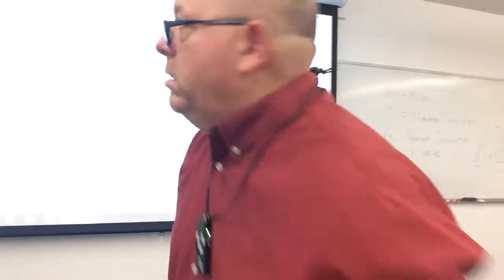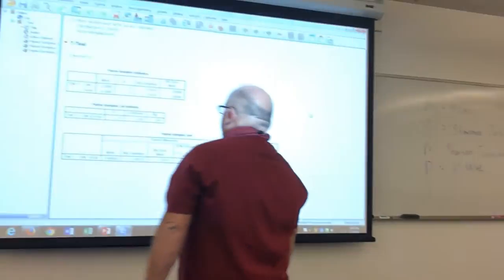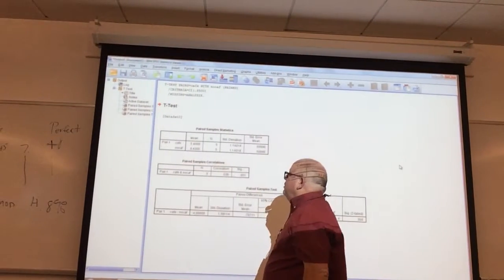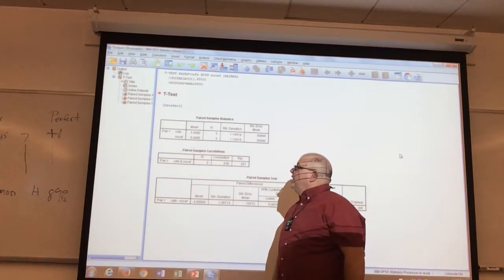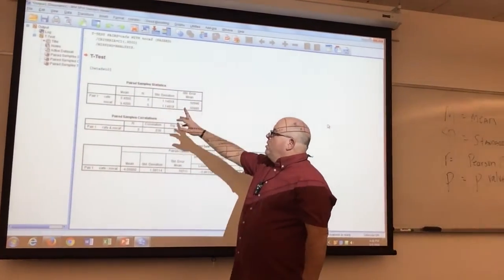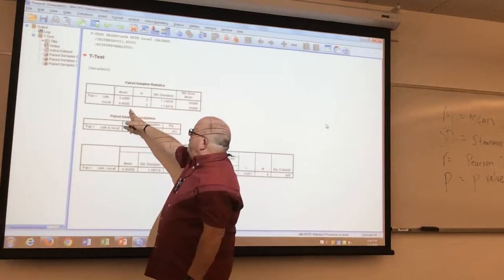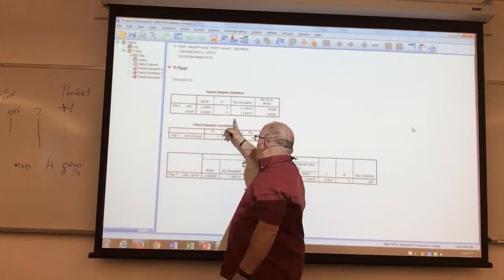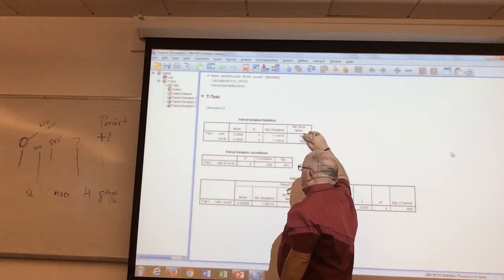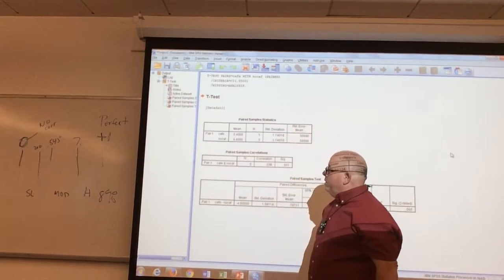Okay, so let's talk about some of the data that we have here in the paired sample t-test. We have the mean and the number of participants, 5. We have a standard deviation. We're not going to stress about the error mean because we're not going to report it.